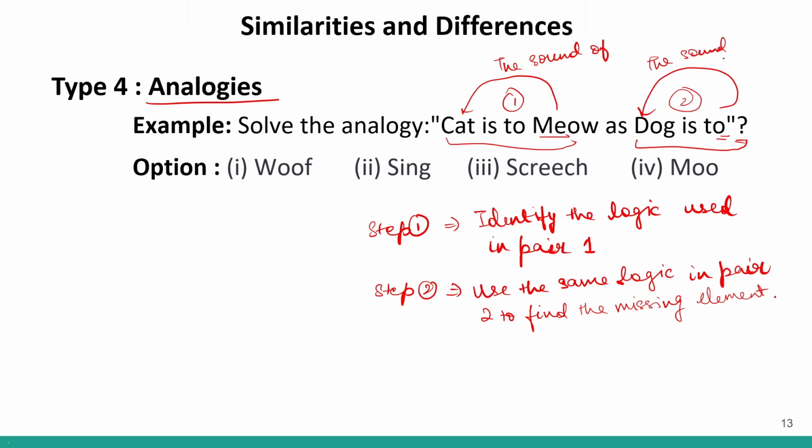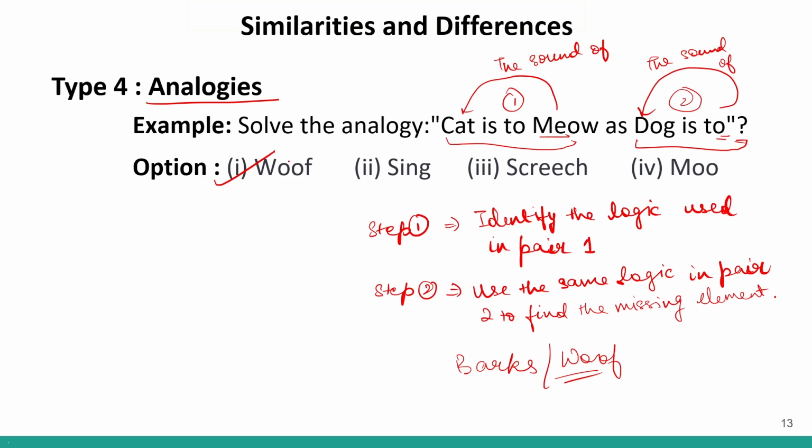To complete the analogy, we have to find a missing element, which is the sound of a dog. Now, what sound does a dog make? A dog barks. Do we see barking? No. The other word for barking is also woofing. So a dog woofs as well, right? So the answer will be option number 1, woof.